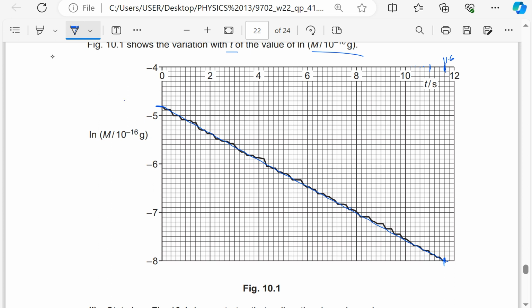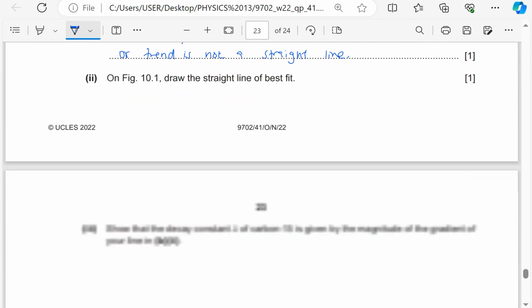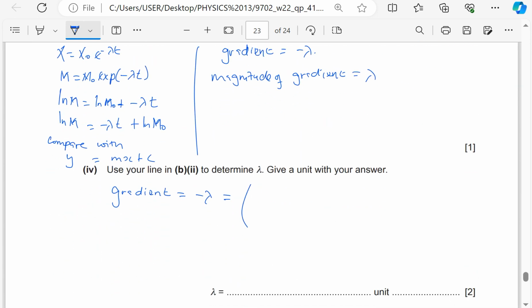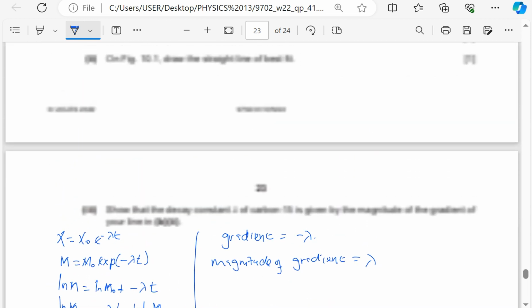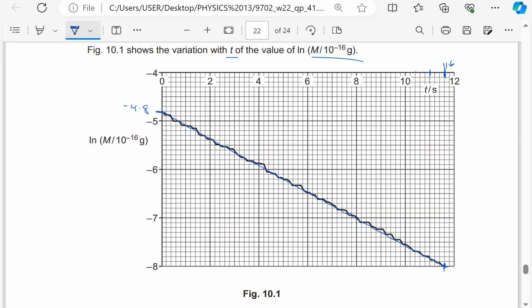I will take this point here also, which is negative 4.8, I think, and negative 8. So this is going to be equal to the negative of negative 8.0 minus, or let me do it the other way around. This is the first point, the other one is the last point, so I'll start from the last point.